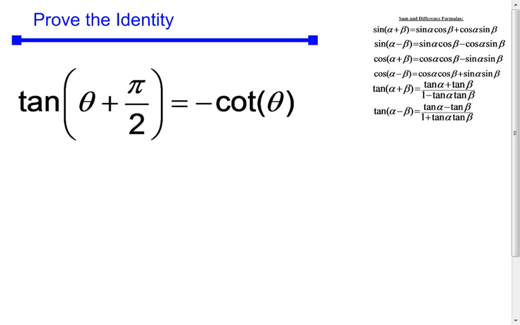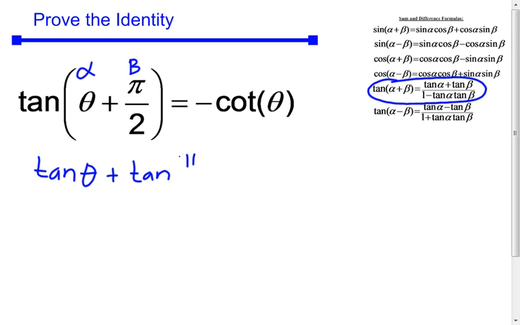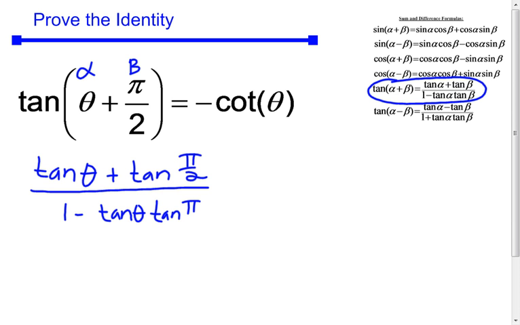Okay? Similar problem. This is alpha, this is beta. So you're going to follow the formula for tangent at alpha minus beta right here, it seems like. And you'll go tangent at theta. Your alpha is theta, and your beta is pi over 2 here, plus tangent at pi over 2 over 1 minus tangent at theta, tangent at pi over 2.